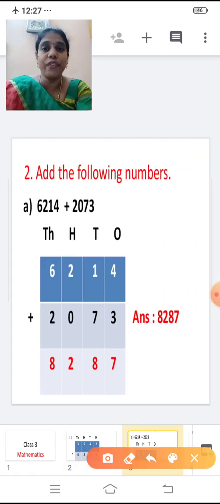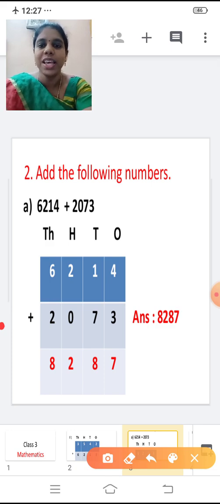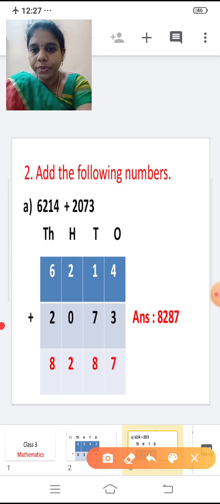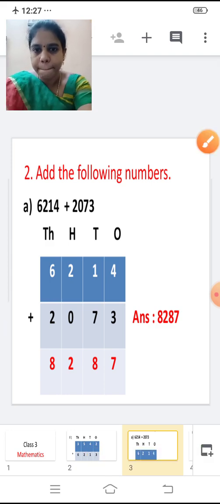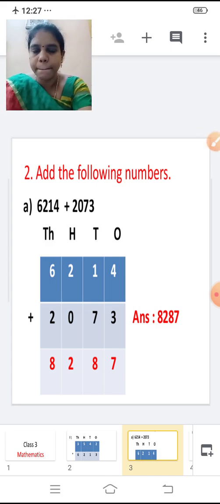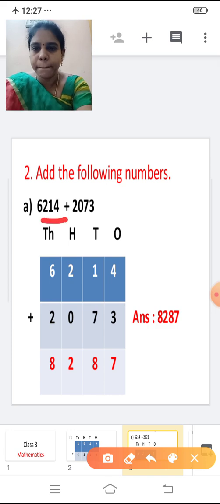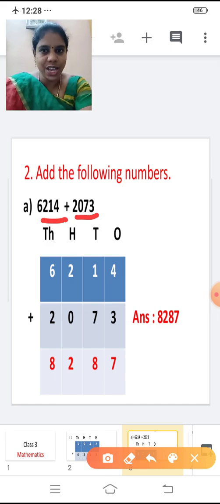Add the following numbers. This tabular column you are going to put: thousands, hundreds, tens, ones. Only this is given for you, so you are going to make a tabular column. You're going to add 6214 plus 2073. Shall we?